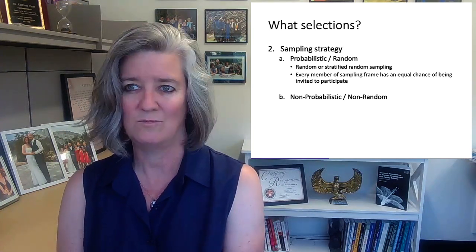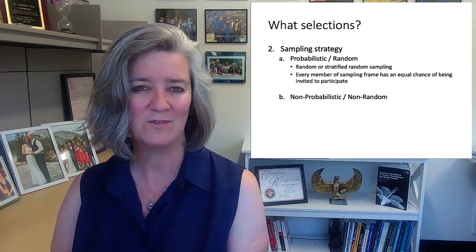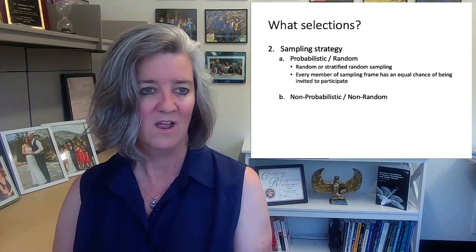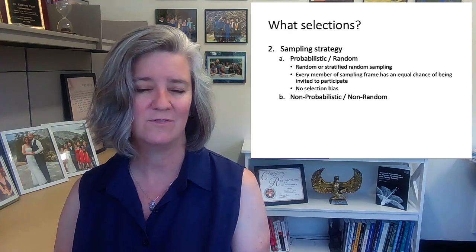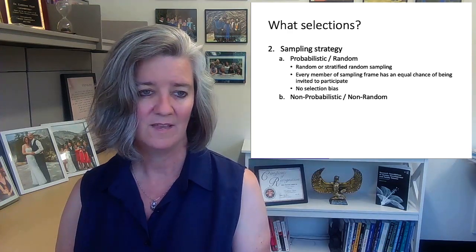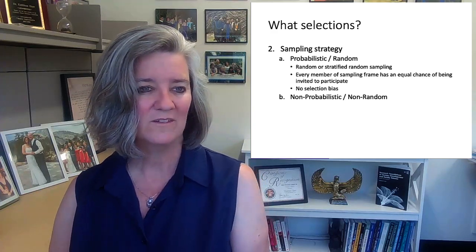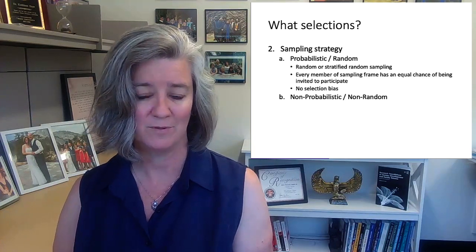And then you randomly pick names out. That's the essence of it. So everyone in the sampling frame has an equal chance of being selected. Random sampling or probabilistic sampling does not produce any further selection bias. We don't do it very often, though, in HDFS. We're more likely to use a non-probabilistic or a non-random sampling strategy.